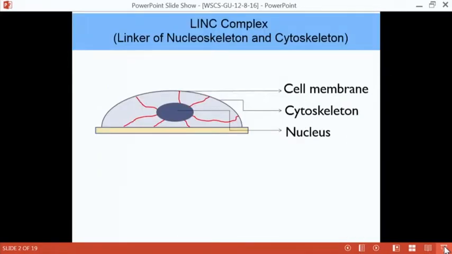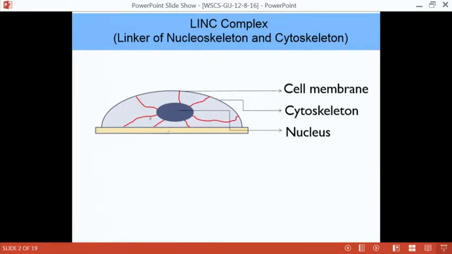But before we get to what the mechanical signals mean for the stem cells, I would like to start by defining what this LINC complex means. LINC complex stands for linker of nucleoskeleton and cytoskeleton. And really, if you have a cell that's attached to a surface, you're going to have three basic structural elements. You're going to have a nucleus that sits in the middle, which is denser and stiffer than the rest of the cell. And we also have the cell membrane that encloses the cellular structures. And we also have the cytoskeleton that connects these two elements together.